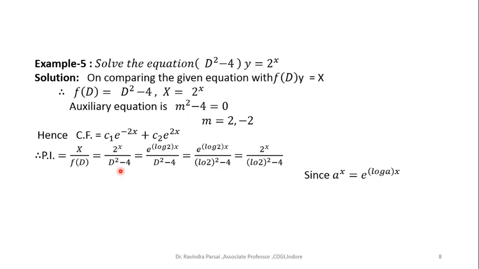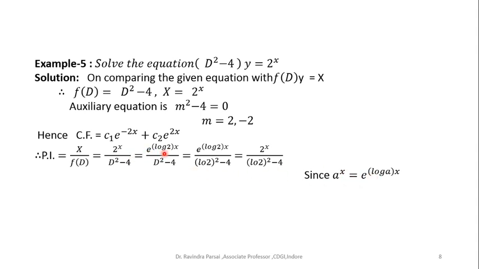2 raised to x upon D square minus 4 is the value of the function. Now one rule you will know: if you have a base number with a variable power, then you express it in exponential form, because we do not know the particular integral of this case, so we have to convert into exponential form by applying this rule here.